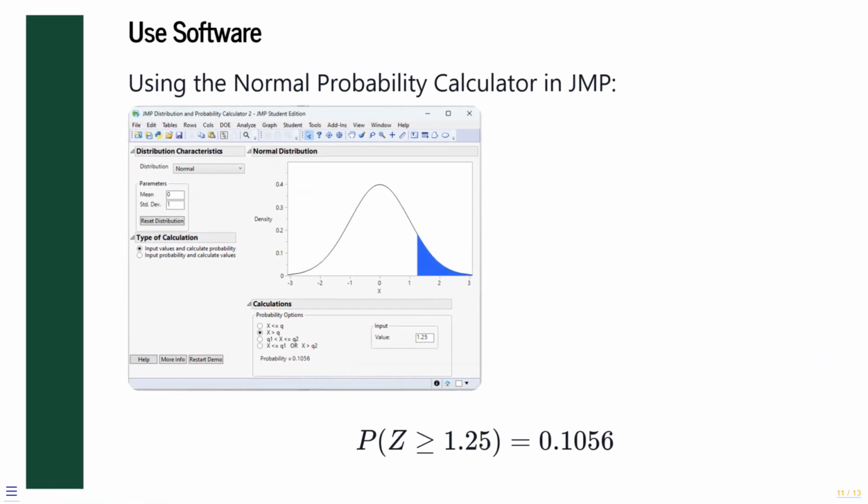Next, we use software, in this case the normal probability calculator in JMP, to find the area to the right of z equals 1.25. The calculator reports the probability equal to 0.1056. Visually, this corresponds to the shaded right tail beyond 1.25 on the standard normal curve. Using software greatly simplifies what would otherwise require careful table lookup.